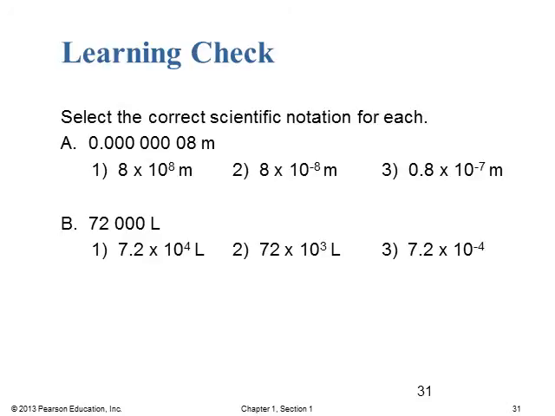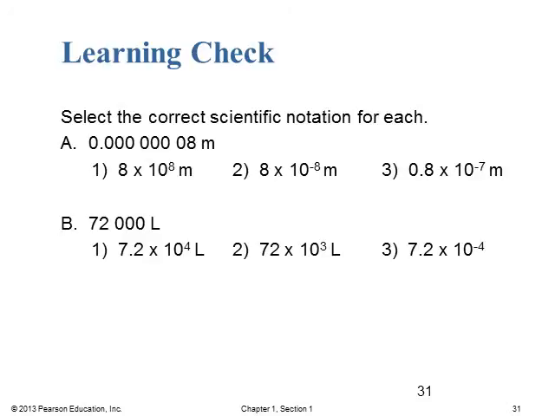In question B, we have 72,000 liters. And so here, again, we can look first at our different exponents, and we see that choices 1 and 2 have positive exponents, and choice 3 has a negative exponent. We have a larger number, a number that is greater than 1, so we should have a positive exponent. And so we can eliminate choice 3.